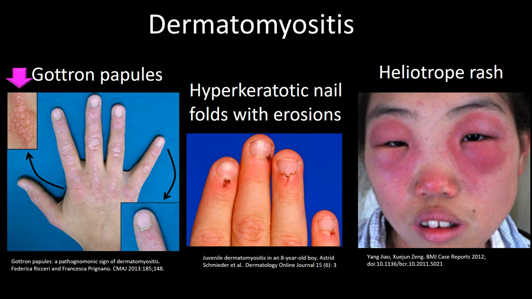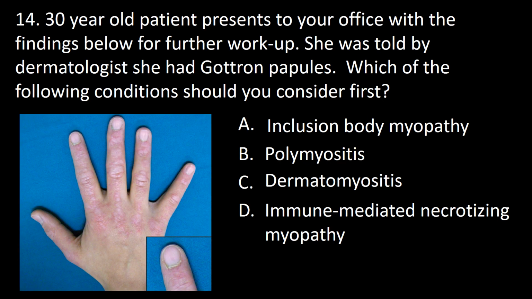This enlargement is from another patient. I put it there because in it you can really appreciate the characteristic of Gottron papules, raised but flat. The next photo shows hyperkeratotic nail folds with erosions, another frequent finding in patients with dermatomyositis. And the last photo shows heliotrope rash, which is very characteristic of dermatomyositis. So the answer to this question is C.